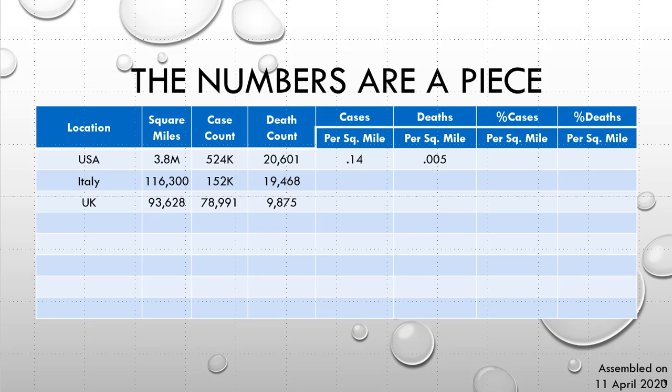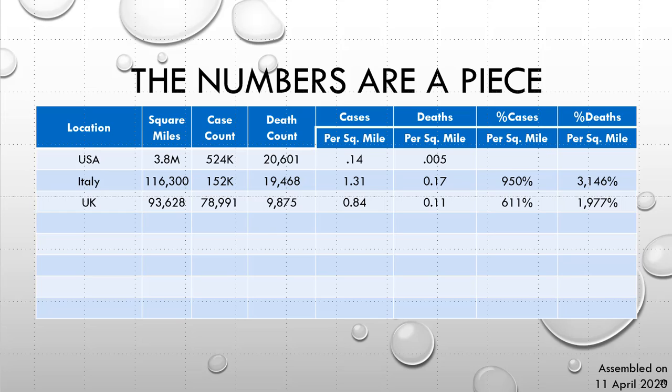And the UK, smaller than Italy, but the case count is smaller at 78,991, and the death count is also lower at 9,875. So if we plug in the information for cases per square mile and deaths per square mile, and then you look at it from a percentage, you can see that because of population density, the percent of cases per square mile is 950% higher than the U.S. and 3,146 times higher in deaths per square mile.